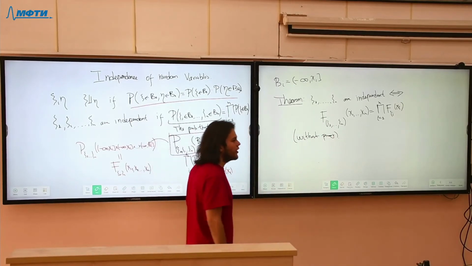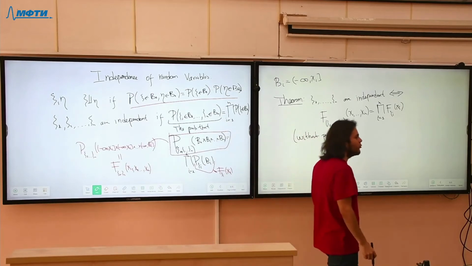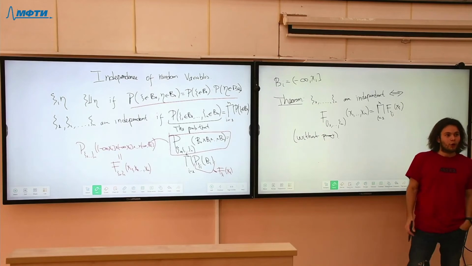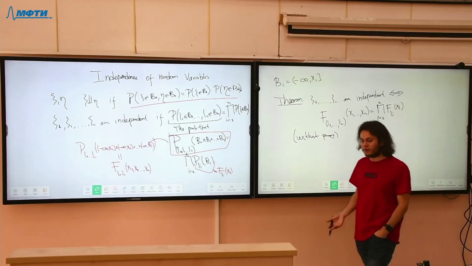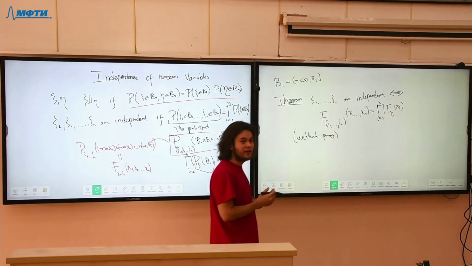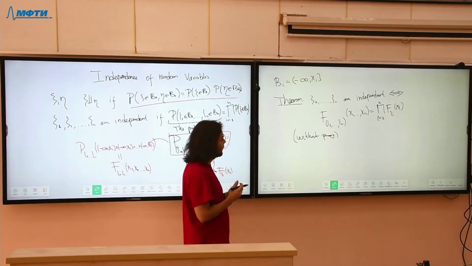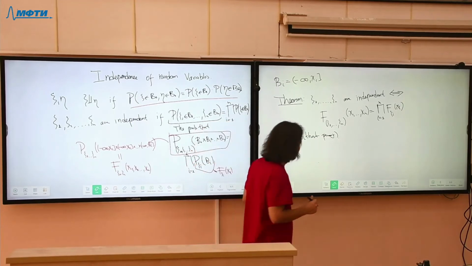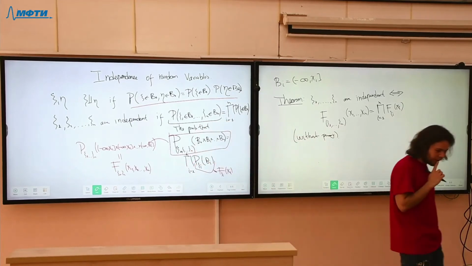So if we are given two random variables and we know the CDF of each and we know the joint CDF, all we have to do to know if they are independent or not is to find the product. And if they coincide, then they are independent. And the same with density, but no problem.